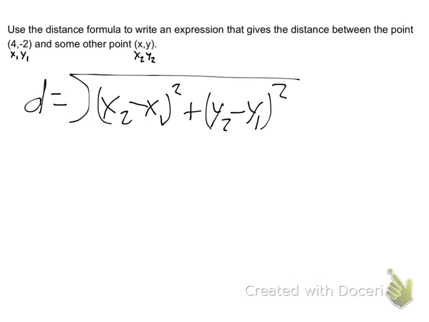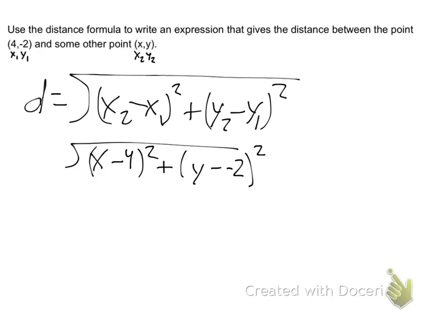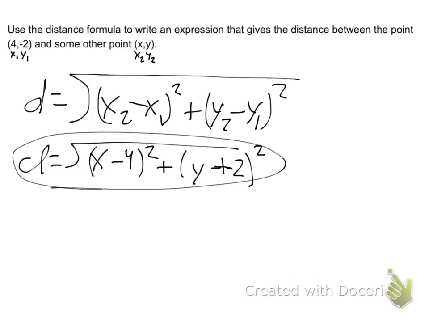What's x2? x2 was x. So x minus 4 squared plus, what's y2? Y minus a negative 2 squared. But if you subtract a negative, you are adding. There's your problem. That's an expression. You're done. Done. D-U-N.